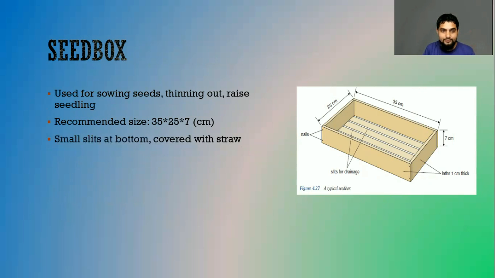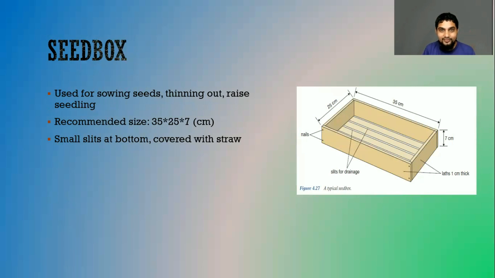diagram on the right. The bottom should have small slits, small holes, and these holes are to allow the water to drain easily. Because if too much water remains in the soil, the seedling will develop all sorts of diseases. Fungus will start to grow in the soil and it will affect the plants.